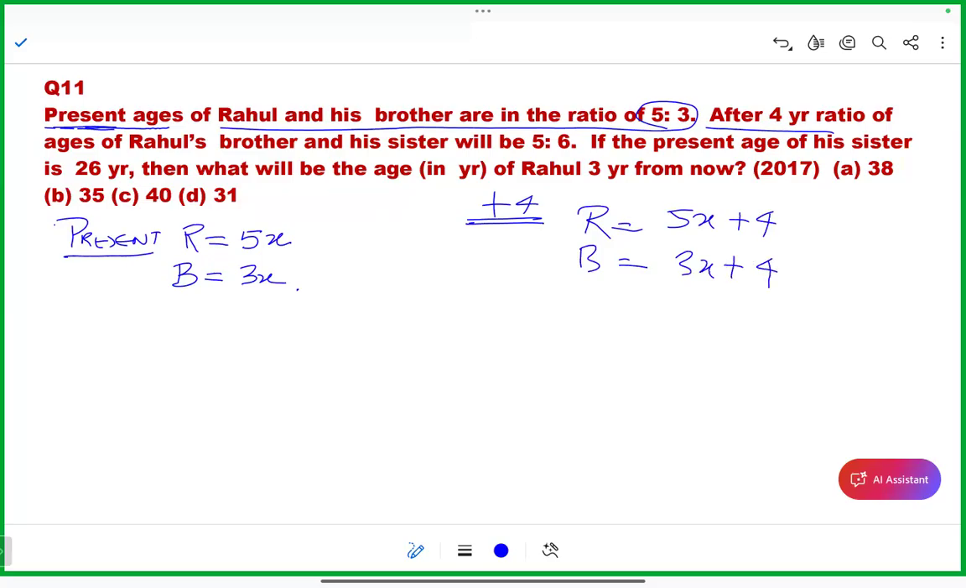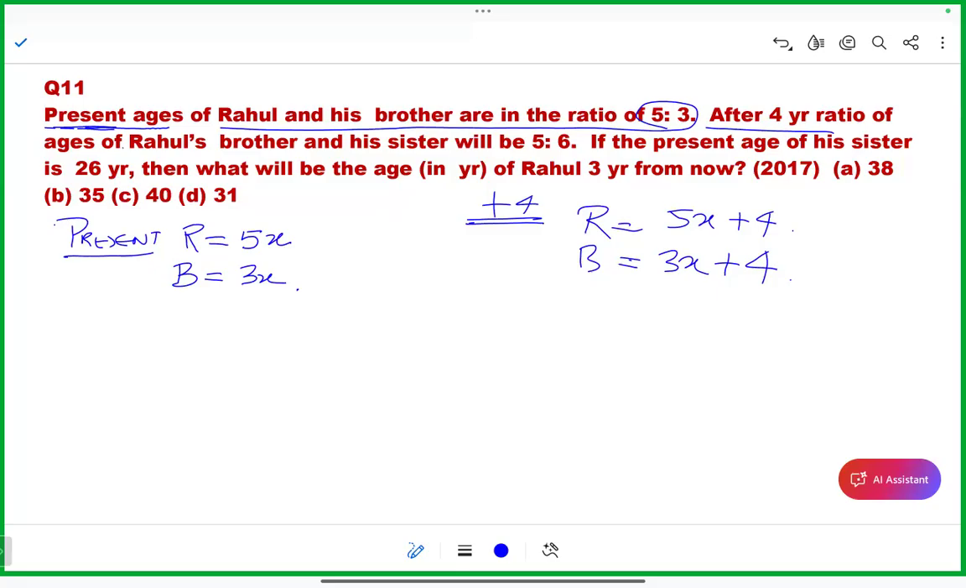So after 4 years, the ratio of Rahul's brother and his sister. Oh, wait, sorry, I was not even reading the question and just doing it quickly. Okay, no issue. After 4 years, Rahul will be 5x plus 4, and his brother will be 3x plus 4.